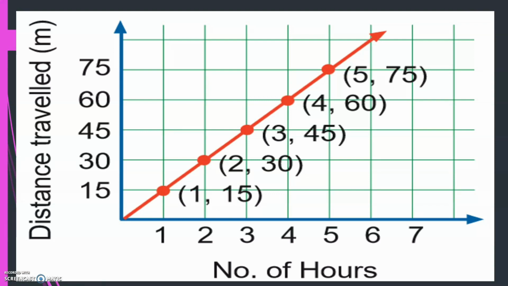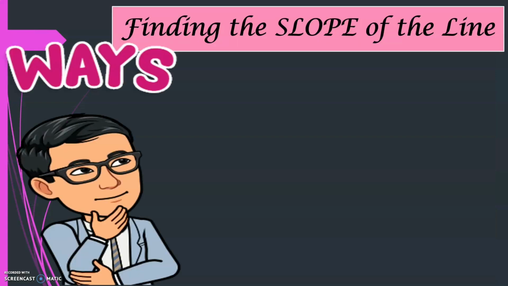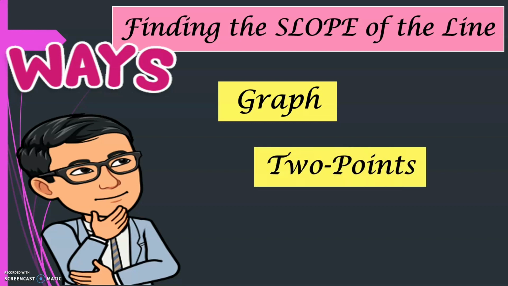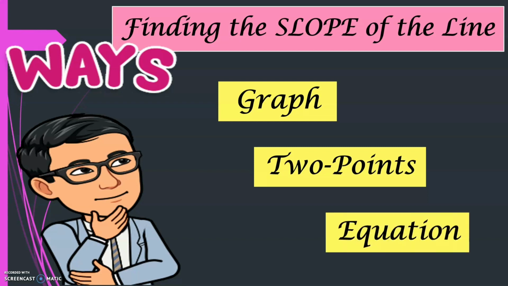In finding the slope of a line, there are different formulas that we can use, but this depends upon what is given. There is a formula that you can use if a graph is given. There is also a formula that we can use to find the slope if two points are given. Likewise, there is another formula that we can use if an equation is given. So let's start with the graph.